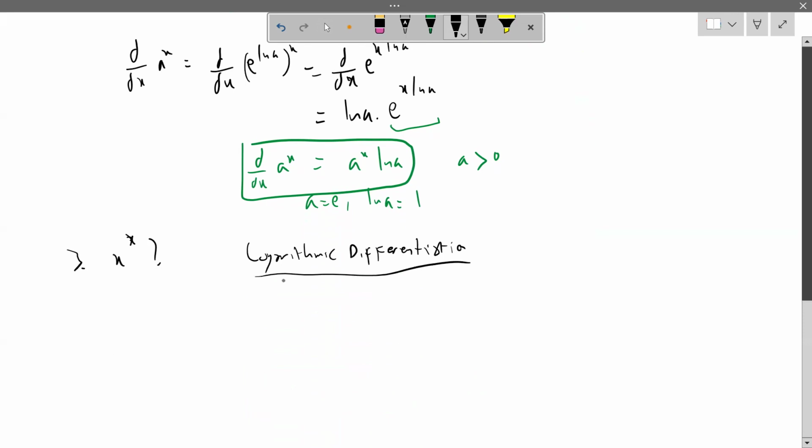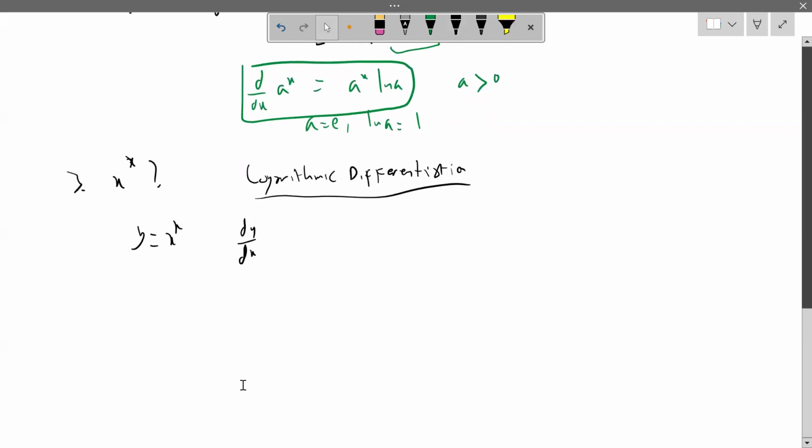The idea of this differentiation method is quite simple. We assume that x to the power of x here is y equals x to the power of x. And our goal here is to find dy over dx. If we try to do the same thing as last time, that is by taking the natural logarithm of both sides, we get ln of y equals x ln of x.